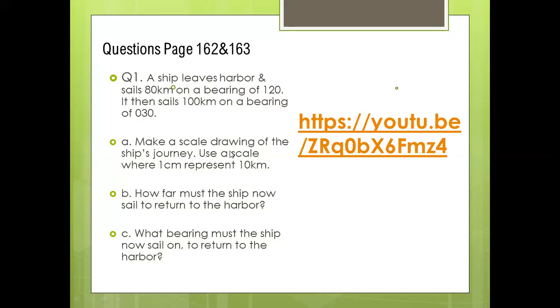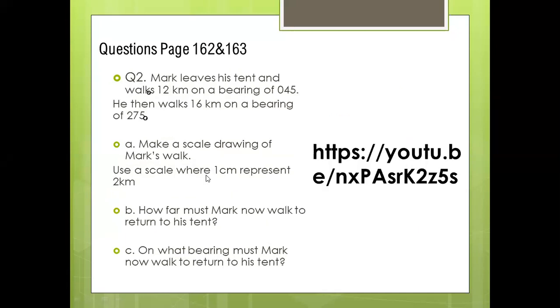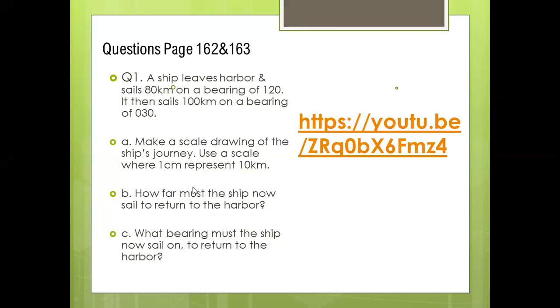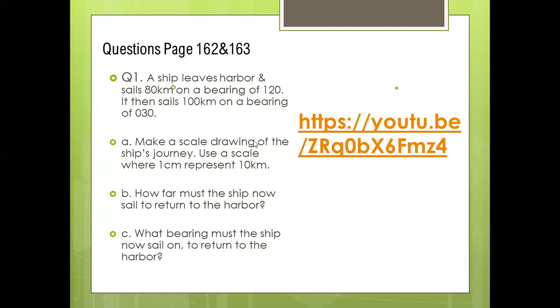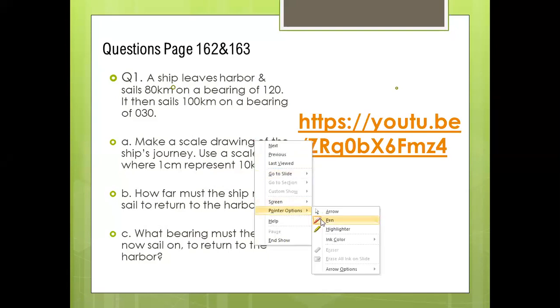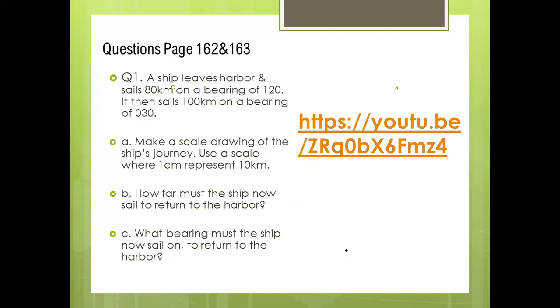Now what we need to do in part A is draw an accurate scale drawing. How can we do that? Okay, this is my pointer, the pen. Okay, here we are. First of all, you have to find a position. This is the first place. This is your starting point, and that would be the harbor.